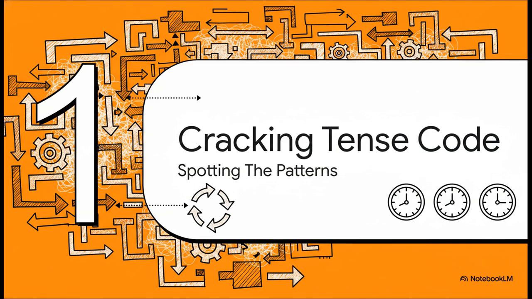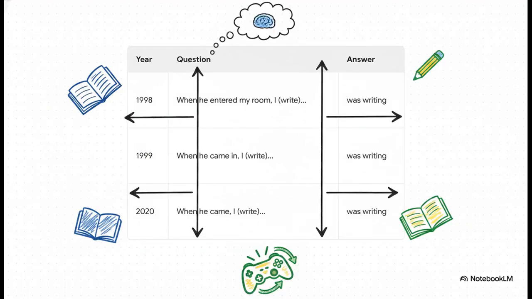Okay, part 1, cracking the HSLC tense code. Okay, let's dive right into this. The absolute biggest secret to acing this exam is realizing that test creators are creatures of habit. They really don't invent entirely new, mind-bending grammatical scenarios every single year. Instead, they recycle the exact same situations, just using slightly different words. It's like a giant puzzle where they keep reusing the exact same pieces.